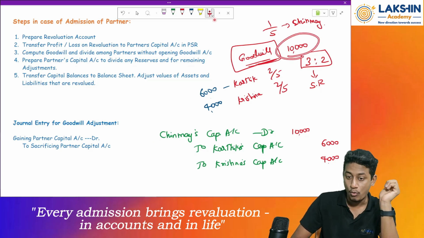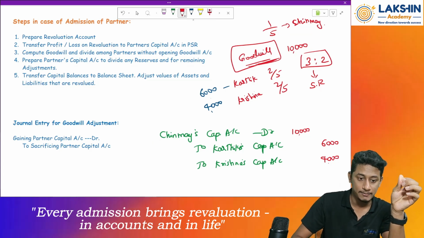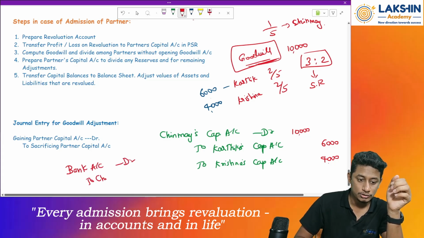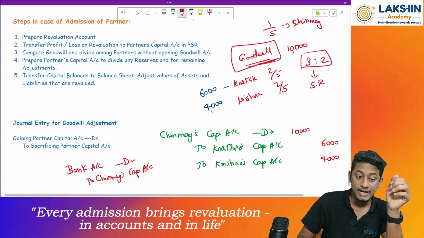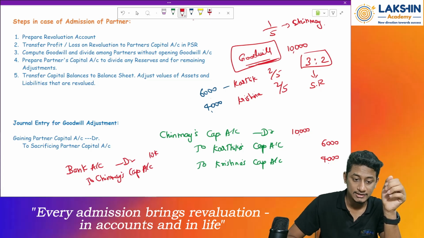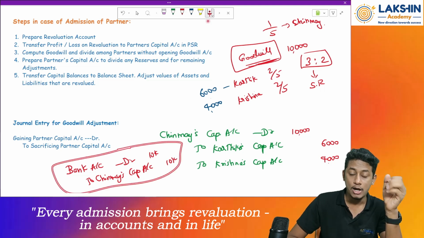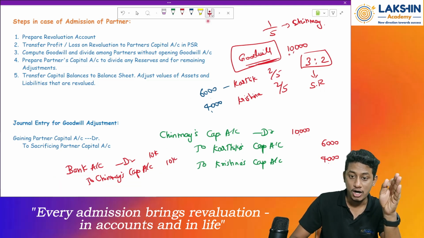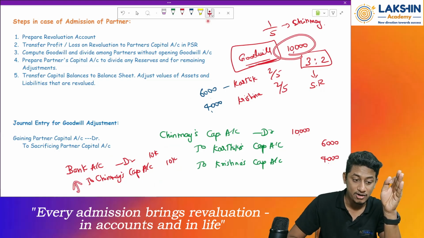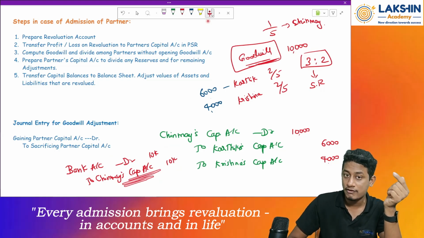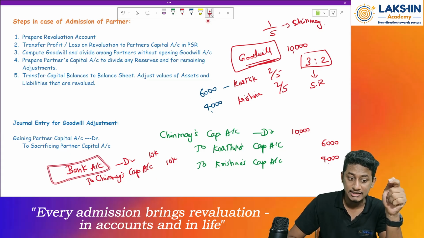Whatever was brought in will be what the entry will be. Bank account debited to Chinmay's capital account. Why did I pass this entry? For rupees 10k. Let's say for rupees 10k, I pass this entry. Why am I passing this entry? Because whatever amount he has brought in as goodwill is increasing the value of his capital. And we know that whenever capital increases, we will credit the account. And when our bank balance increases, we will debit the account, right?